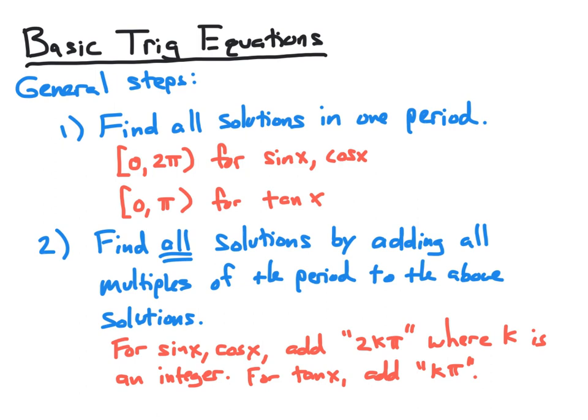Since the trig functions are periodic, we know that after we add a multiple of the period to an angle, the trig function is exactly the same. So if a certain trig function had a certain value at some point, then adding 2 pi to that angle will give us the exact same trig value. With tangent, we do exactly the same thing, except that we add k pi to all of the solutions from step 1 instead of 2k pi, and again, this is because the period for the tangent function is equal to pi. So let's take a look at how to put these steps into action with a few examples.